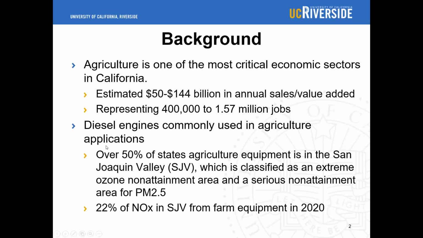So diesel engines are commonly used in agriculture applications, as probably everyone knows. If you look at the agriculture equipment in California, over 50% of that is in the San Joaquin Valley, which is an extreme ozone non-attainment area, and a serious non-attainment area for PM 2.5. So it's important to understand these impacts and the impacts they have on air quality, and to develop strategies to mitigate them that are as effective as possible. And if you look at the farm equipment impact in the San Joaquin Valley, you can see it's about 22% of the NOx.